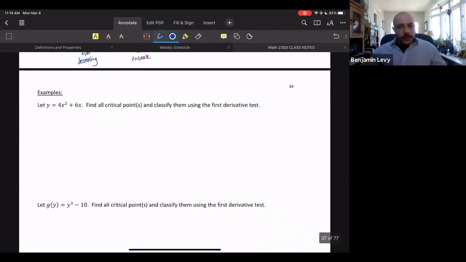So we're going to find the critical points and we're going to classify them, right? So finding the critical points, just to clarify, we're going to set the derivative equal to 0 and look for discontinuities.